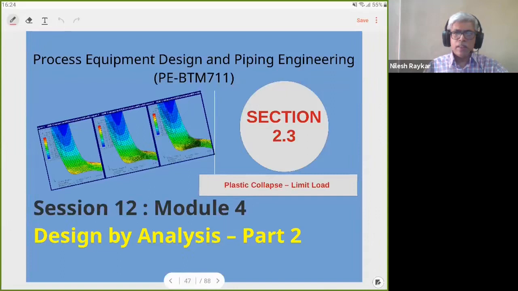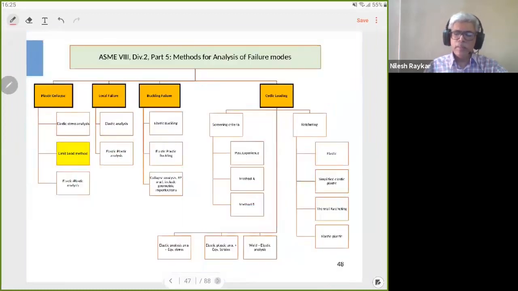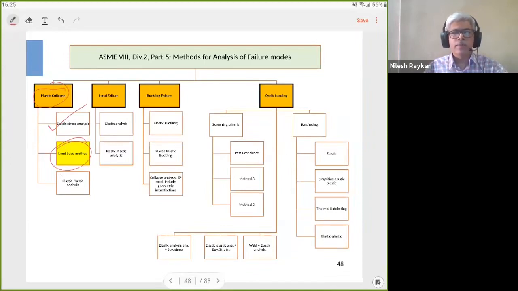Okay, another alternative for doing the plastic collapse check is known as limit load analysis. So this is elastic we have done. Now we are looking at the second alternative. So this is an alternative for doing plastic collapse. So either you can do elastic or you can do limit load analysis. In limit load analysis, there is no confusion about the stress category and classification.